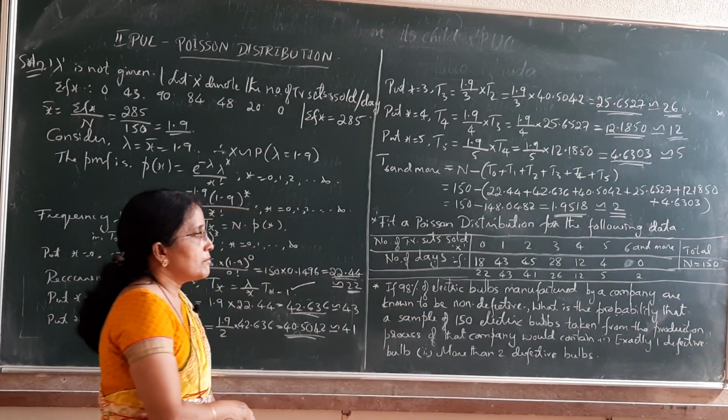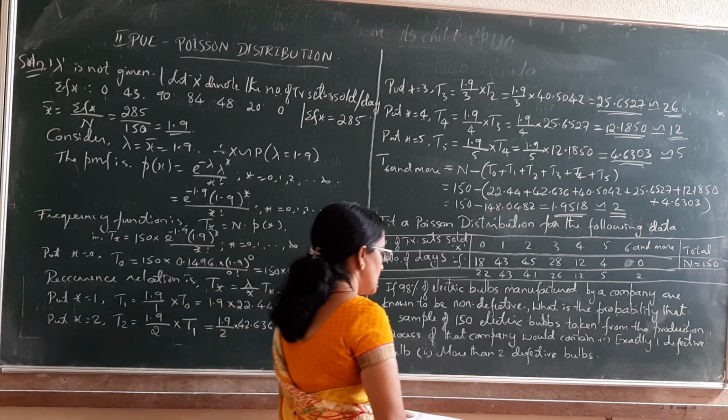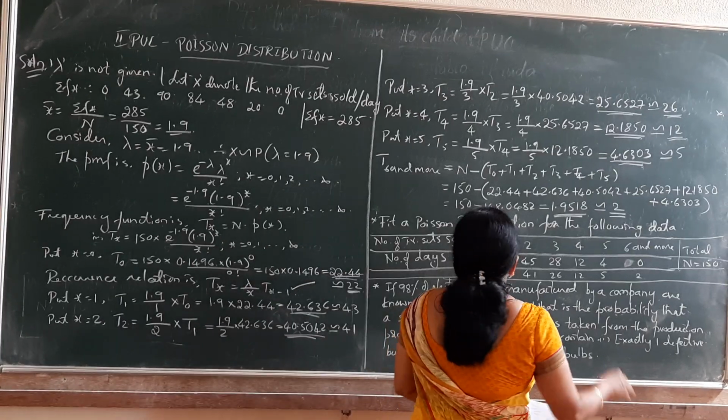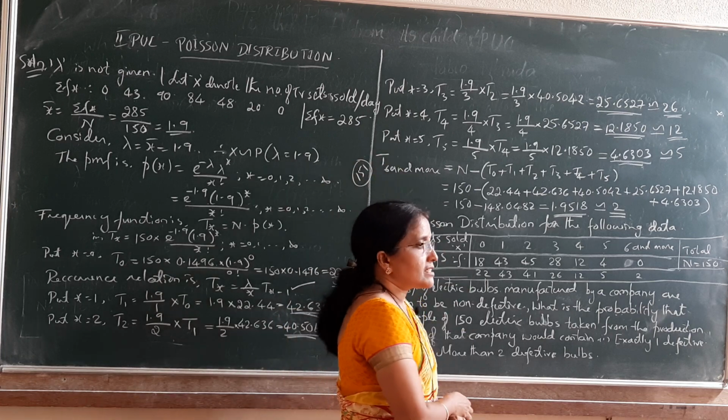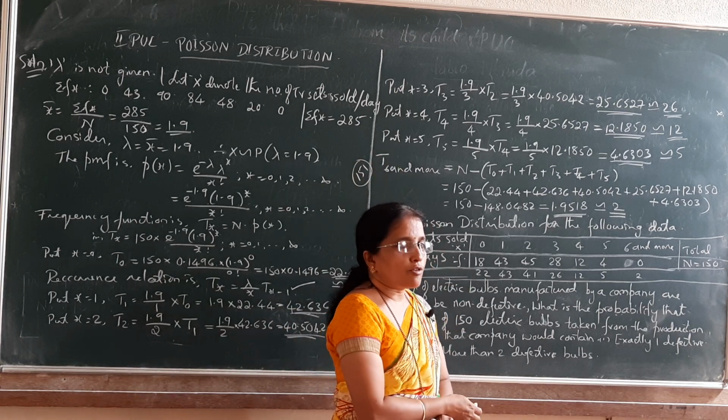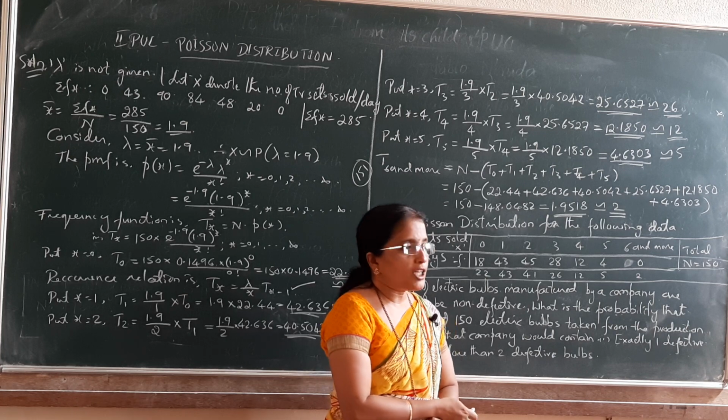Here actually the sum must be equal to 150, but you will be getting the sum as 151. Here you will be getting the sum as 151. We must adjust it to 150. So one value we have to decrease by 1 unit.